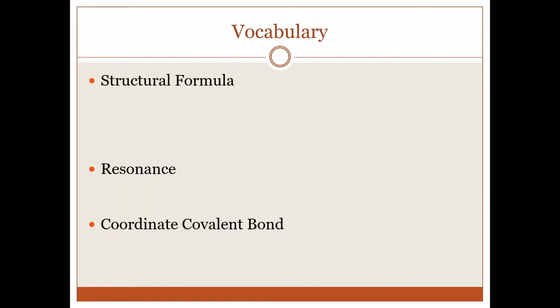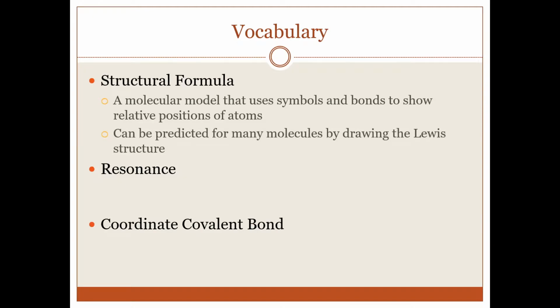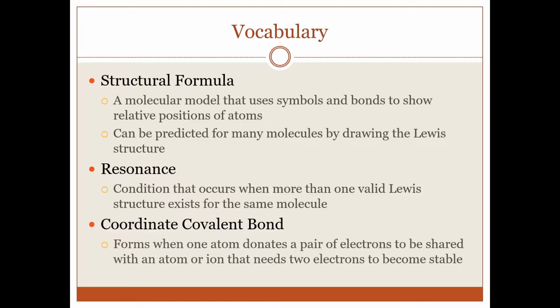Here's your vocabulary. Structural formula is a molecular model that uses symbols and bonds to show the relative positions of atoms. The structural formula can be predicted by drawing the Lewis structure. Resonance occurs when a molecule can have more than one Lewis structure. A coordinate covalent bond occurs when one atom donates 2 electrons to form a covalent bond.